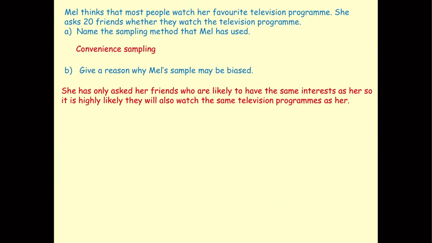Now, why is this sample biased? As long as you said something along the lines of she's only asked her friends, who are likely to have the same interests as her. So it's highly likely that they also watch the same television programmes as her. It could be that her friends are a similar age to her, so they have the same interest in television programmes, or if she'd asked someone very much younger or very much older, they might have said different TV programmes. So she's done it in a very biased way.